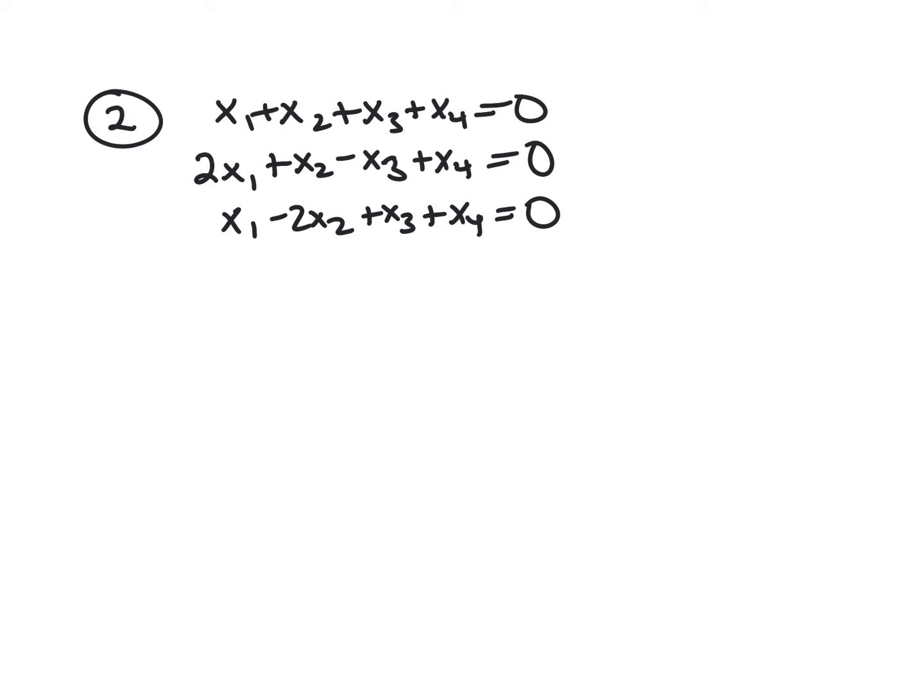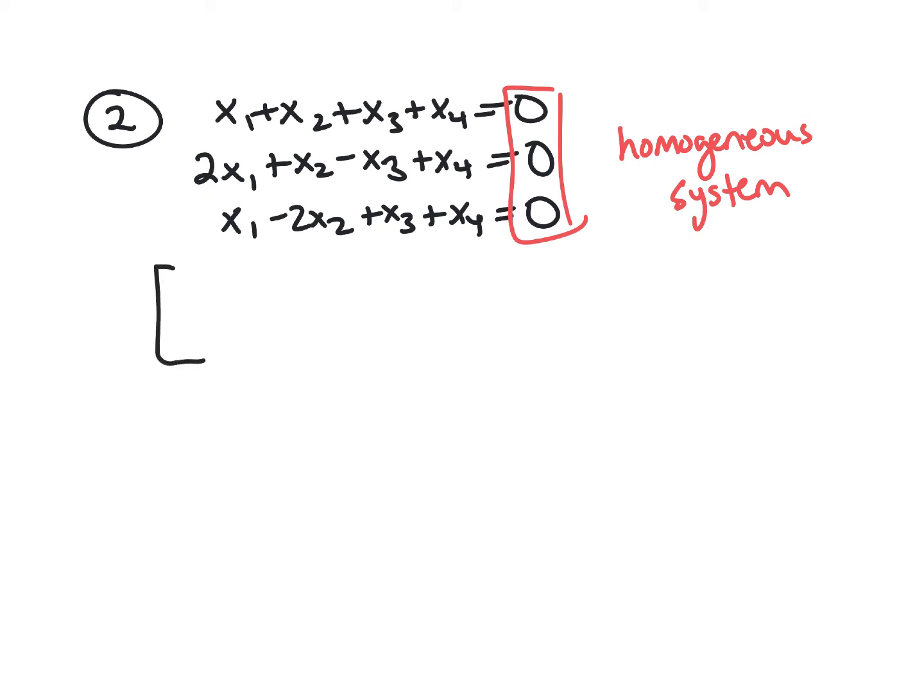So first of all, let's note that we have all zeros over here, and so we know that this is a homogeneous system, and therefore this is going to have a solution. So we know this is going to be consistent. So let's go ahead and put it in augmented matrix form. And so again, we have a 1 as our first pivot, which is very nice.